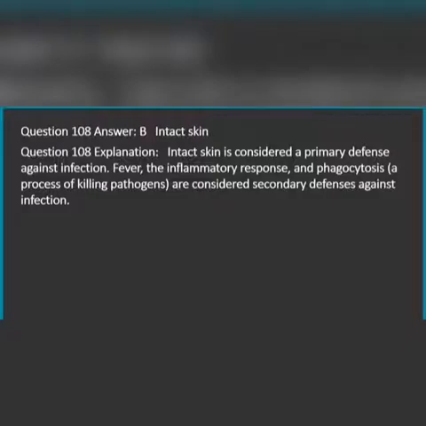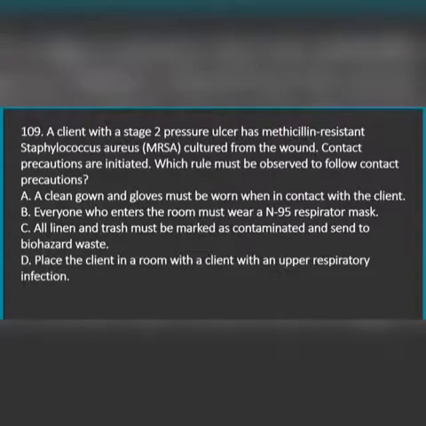Fever, the inflammatory response, and phagocytosis, a process of killing pathogens, are considered secondary defenses against infection. Question 109. A client with a stage 2 pressure ulcer has methicillin-resistant Staphylococcus aureus, MRSA, cultured from the wound. Contact precautions are initiated. Which rule must be observed to follow contact precautions?